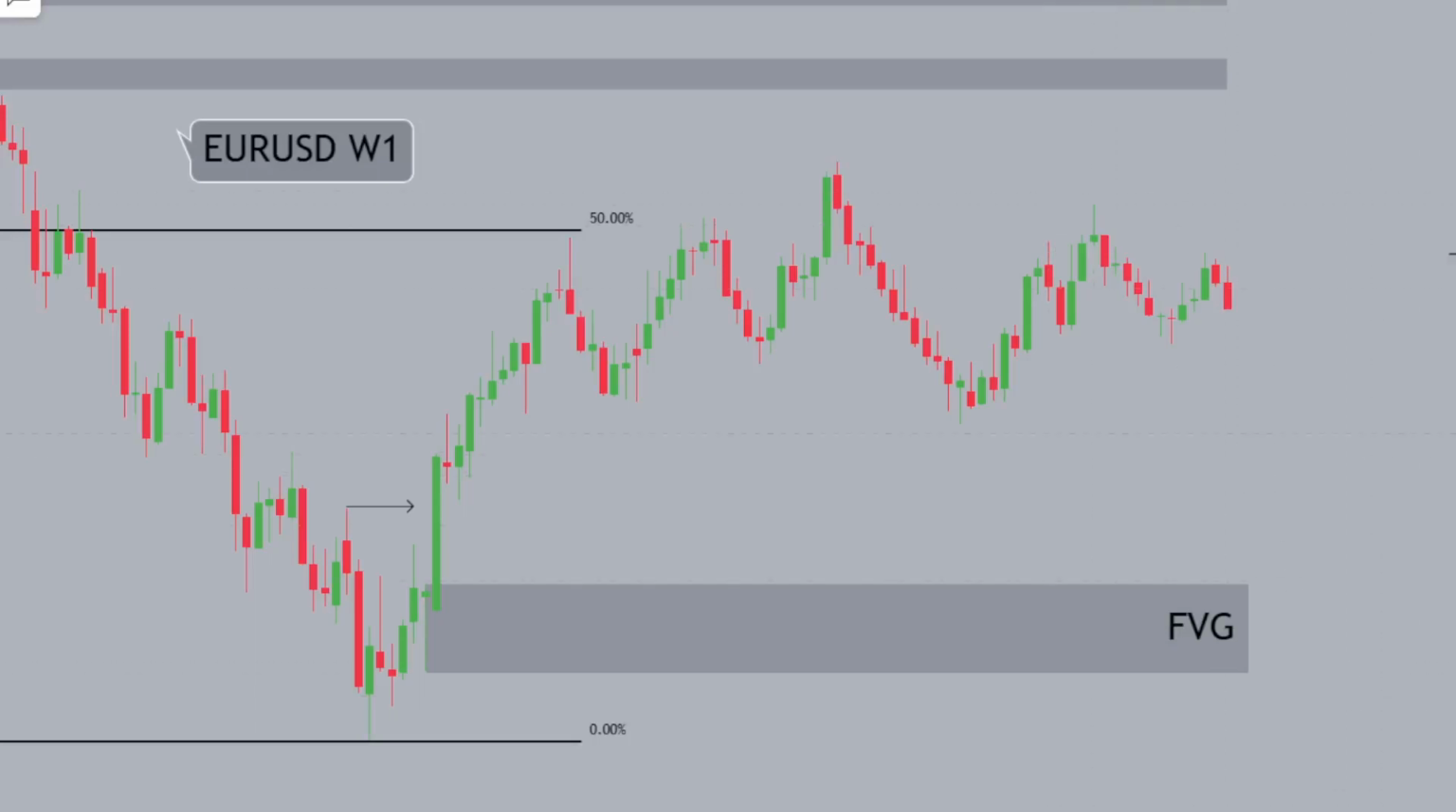Right, folks, welcome back. Here we have the euro dollar weekly time frame in front of us, and I'm doing the weekly outlooks for Forex. So this is the euro dollar and the pound dollar, so EU and GU, right?